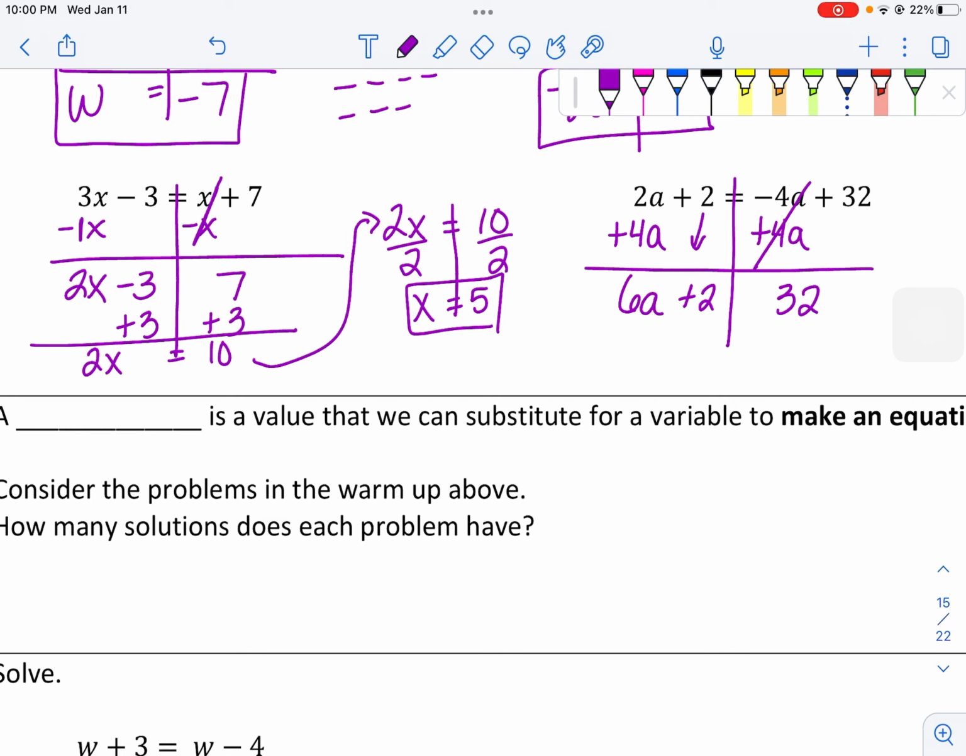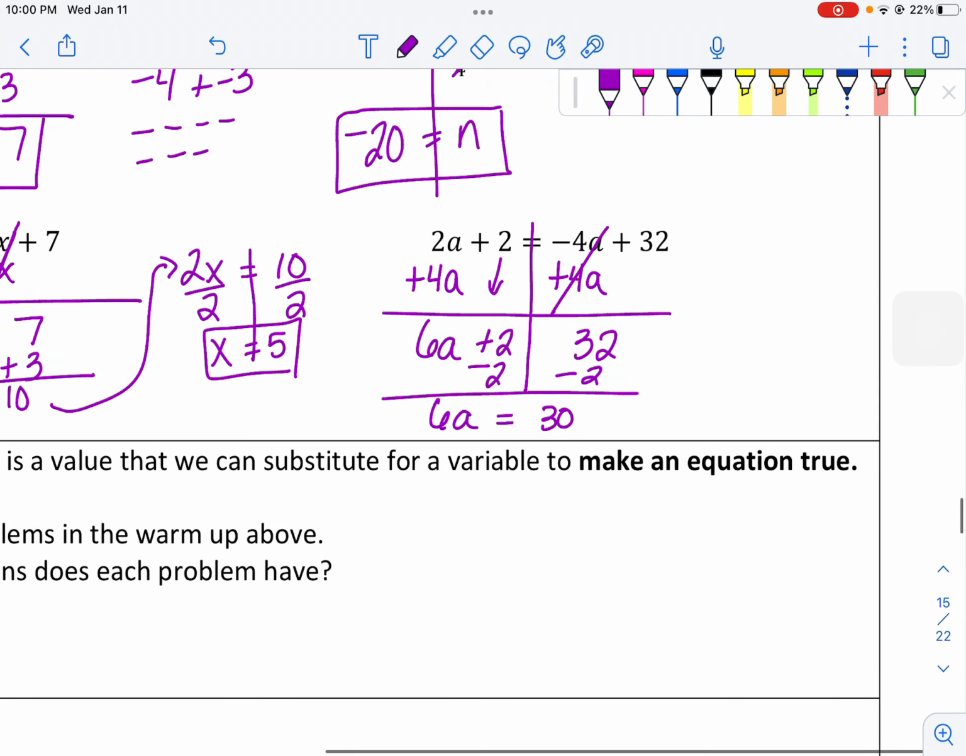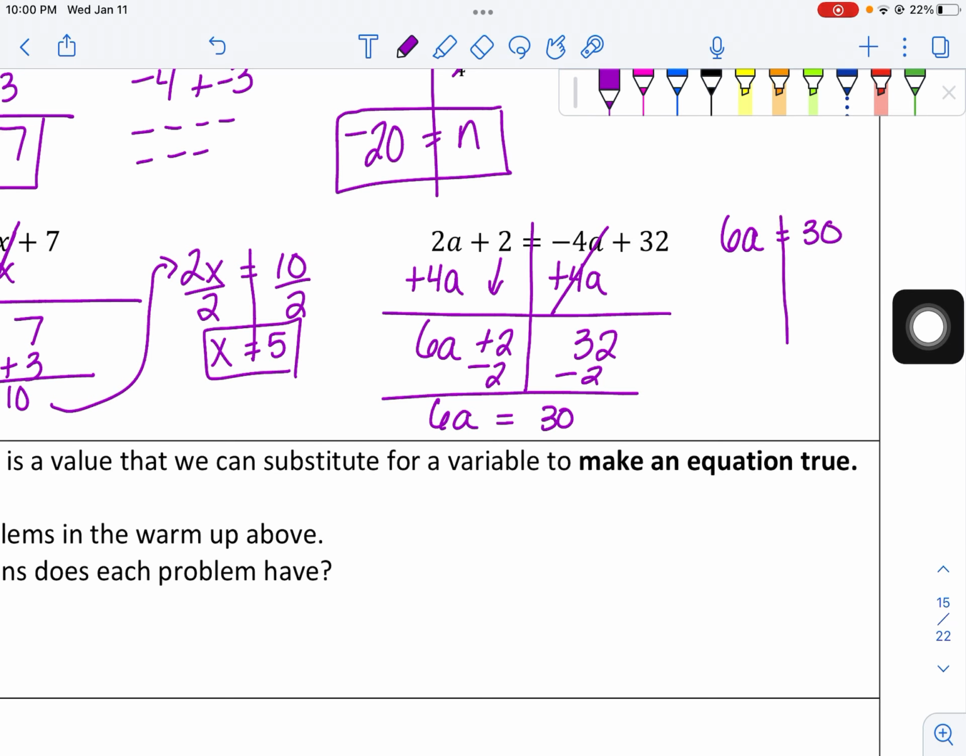Now that I have all my variables on one side, I'm going to subtract 2 to get the 6a by itself. So the inverse of plus 2. 6a equals 30, and that's 6 times a equals 30. You might be thinking 6 times 5 is 30, and you'd be right, because you divide by 6. And we get a equals 30 divided by 6, which is 5.